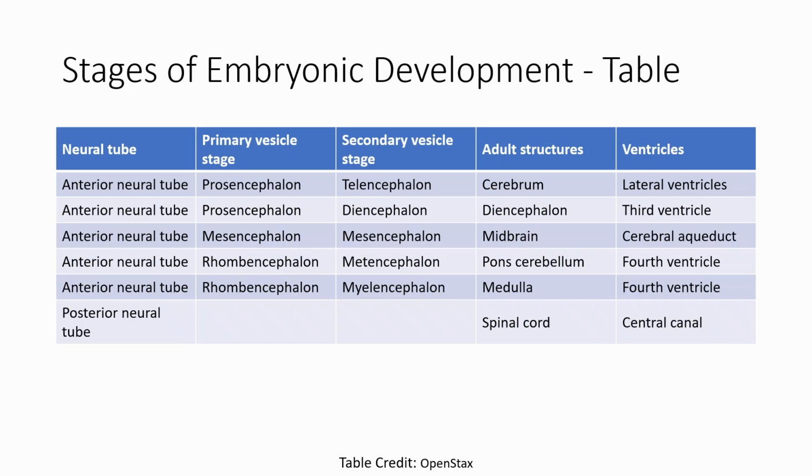So if you're trying to figure out what's going with what, this is a nice little table. Again, you can pause and look at this if you would like. But this is what part of the neural tube, what vesicle stage we get from it in the primary stage, what vesicle it's in the secondary stage, what adult structures we get, and what ventricles we get.